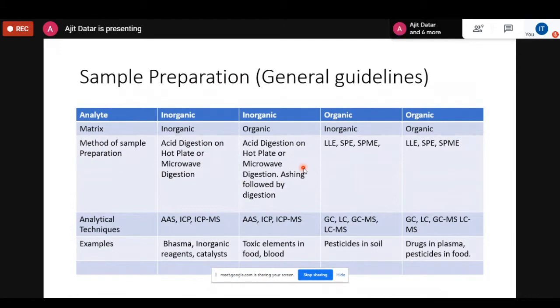So there could be one part which is inorganic analyte and inorganic matrix. When we have such a composition, when we have to measure something inorganic in an inorganic matrix, generally the method of preparing the sample is acid digestion on a hot plate or by using microwave digestion.